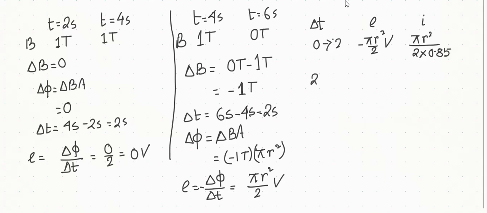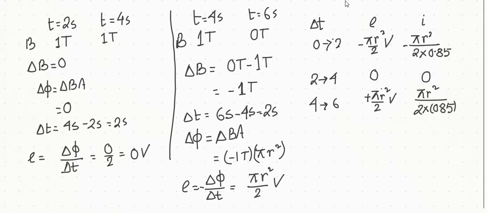In the time interval from 2 to 4 seconds, the EMF is 0, the current is also 0. Okay. In the time interval from 4 to 6 seconds, EMF is plus pi r square divided by 2 volt, and the current is pi r square divided by 2 multiplied by 0.85. I am just leaving this calculation. You put the value of R as 0.12 and just calculate this.